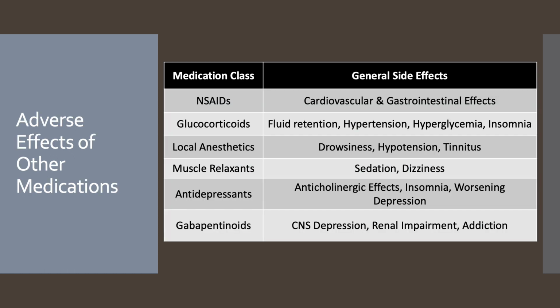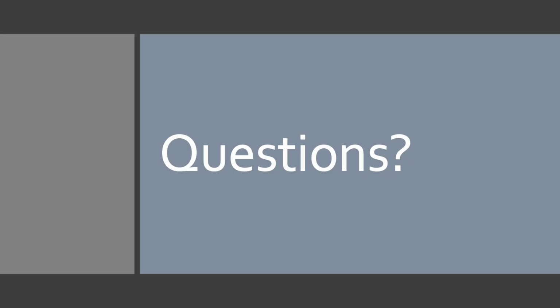This next chart shows some of the general side effects of other medications that we've discussed for pain management throughout this presentation. The main ones that I wanted to pull out are the cardiovascular and gastrointestinal effects or GI bleed risk with our NSAIDs, the CNS depression and issues with renal impairment with gabapentinoids, and potential for hyperglycemia and insomnia with glucocorticoids. That concludes my presentation on pain management in the hospice setting.